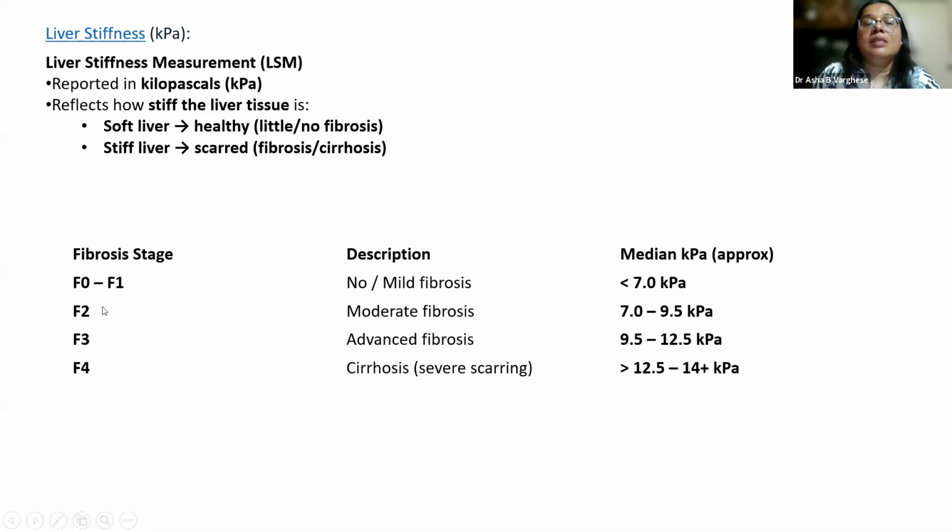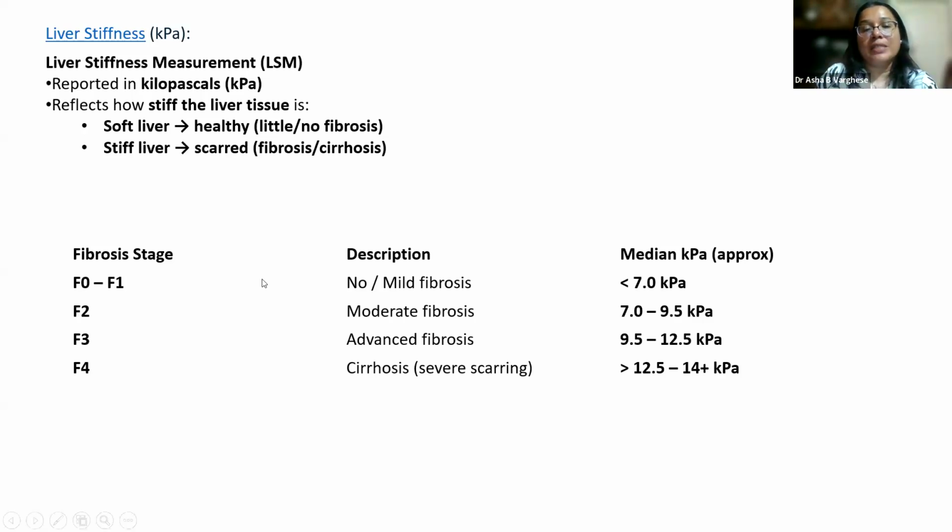Now the liver stiffness measurement, LSM, reported in kilopascals, as already mentioned. It reflects how stiff the liver tissue is. A soft liver is a healthy liver with little or no fibrosis. A stiff liver is a scarred liver, that is fibrosis or cirrhosis. Stiff liver means there are lots of fibrous bands. A soft liver will be very palpable and smooth to touch, while a stiff liver will be very hard, a little harder in comparison to the soft liver.